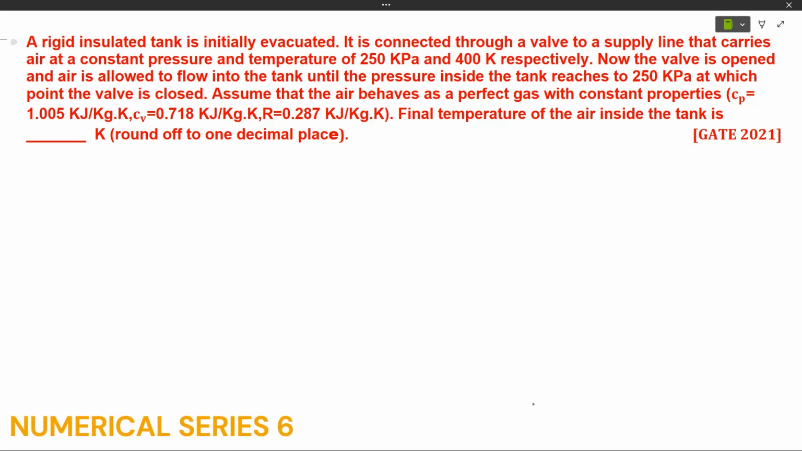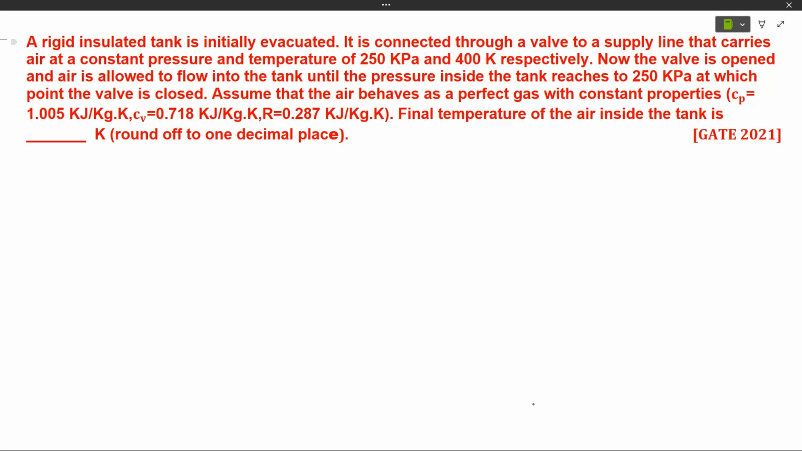Numerical Series 6: a rigid insulated tank is initially evacuated. It is connected through a valve to a supply line that carries air at a constant pressure and temperature of 250 kilopascal and 400 Kelvin respectively. Now the valve is opened and air is allowed to flow into the tank until the pressure inside the tank reaches 250 kilopascal, at which point the valve is closed.